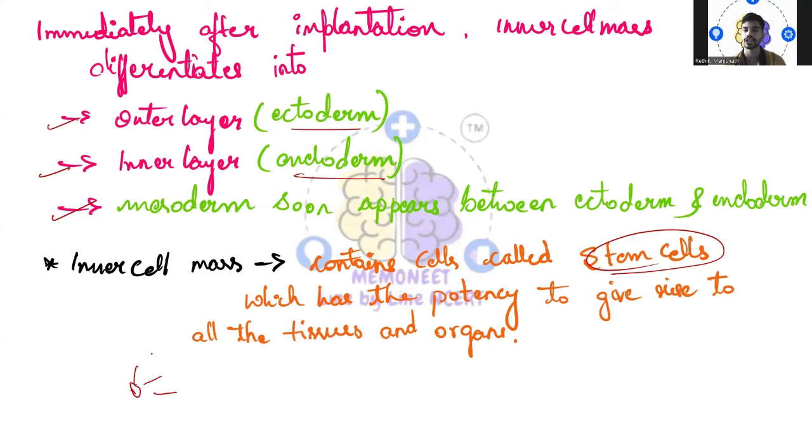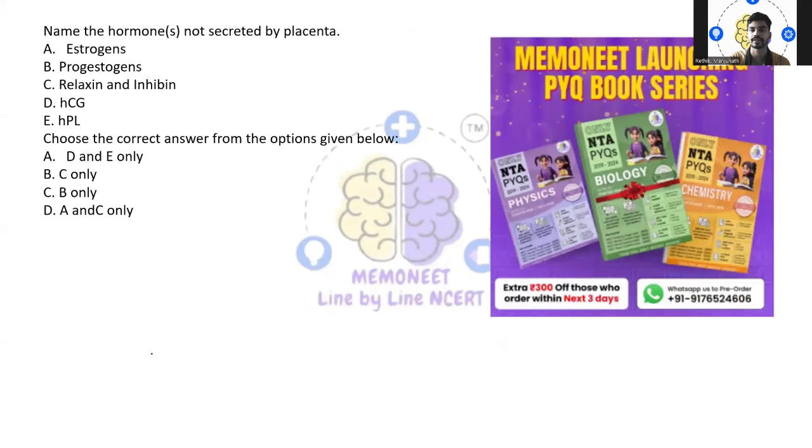So this is all initially about pregnancy. Now the pregnancy is done, so how exactly will the embryo develop? One major question, let us see. Name the hormones not secreted by the placenta. I have discussed this, and I want you to answer. These are options A, B, C, D, E: estrogen, progesterone, relaxin, and inhibin, then HCG, HPL. Choose the correct answer from the options below.